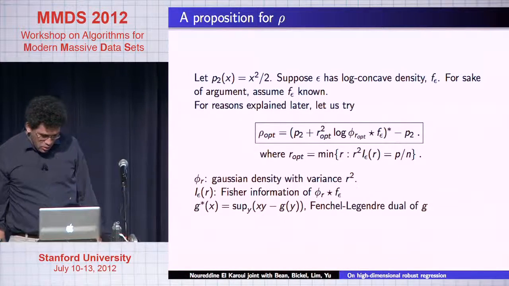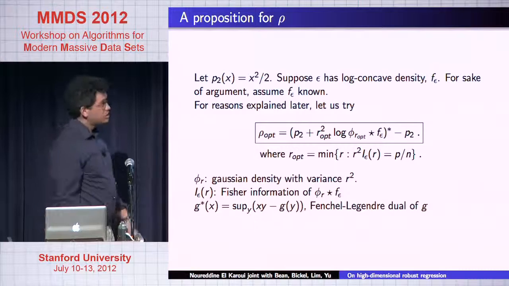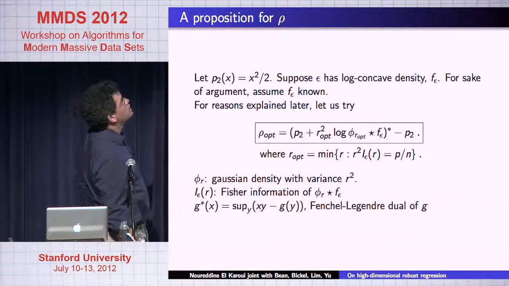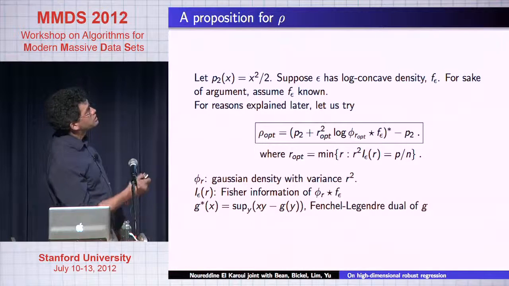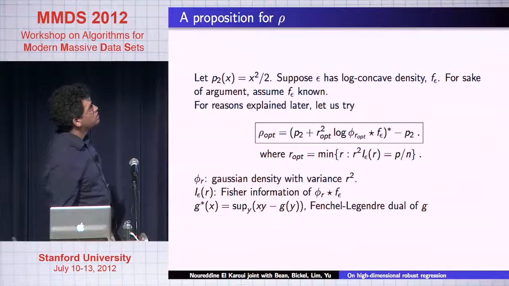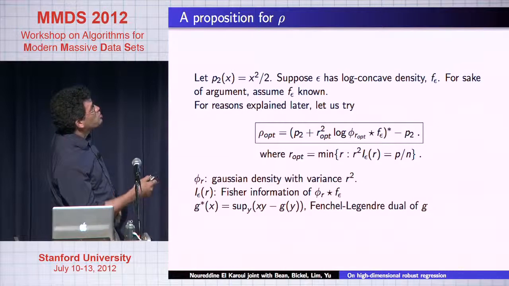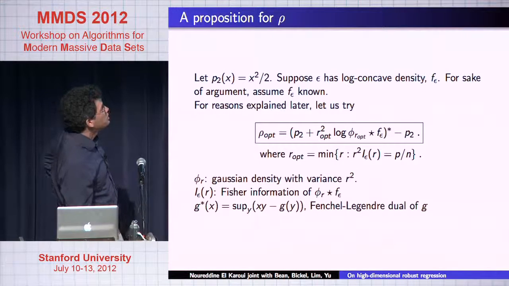Okay, so there's a problem. It's interesting, and so what should we do? And again, now these things will depend on the design, but under some assumptions, so we're going to assume that the errors have a log concave density, and for the moment we'll assume that f epsilon is known.